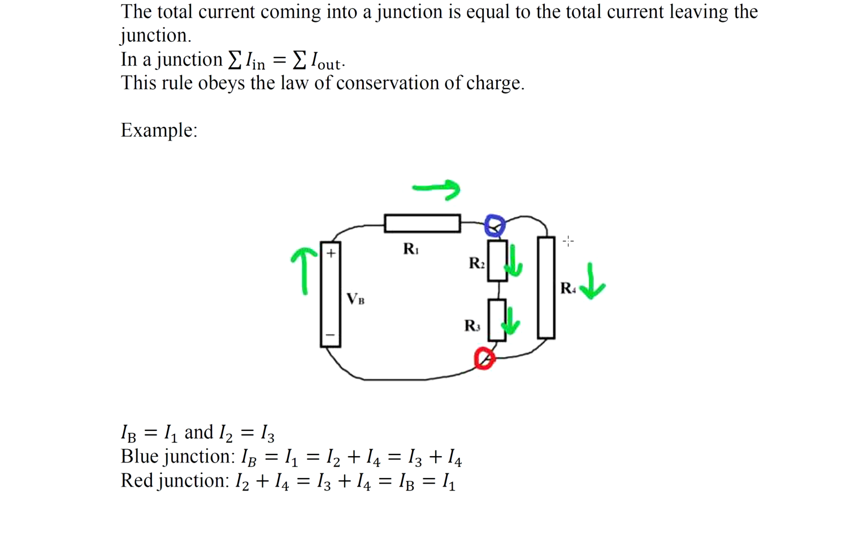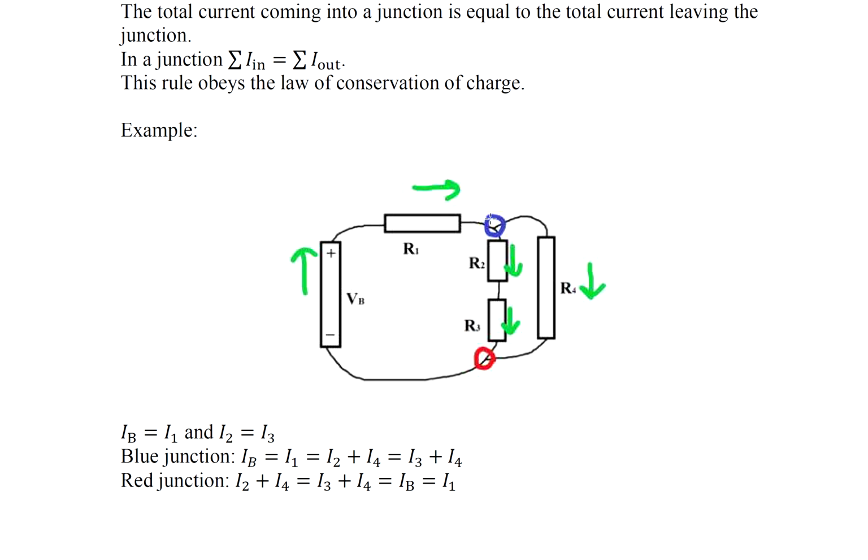So in this circuit here, we have two junctions, the blue one and the red one. A junction is where two or more wires cross. So we have I battery equals I1. That means the total current going through the battery is the total current going through resistor 1. And I2 equals I3. That means the total current going through resistor 2 equals the total current going through resistor 3.